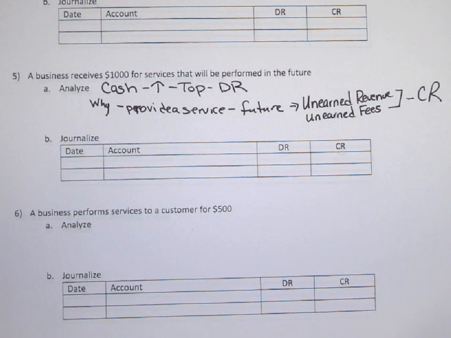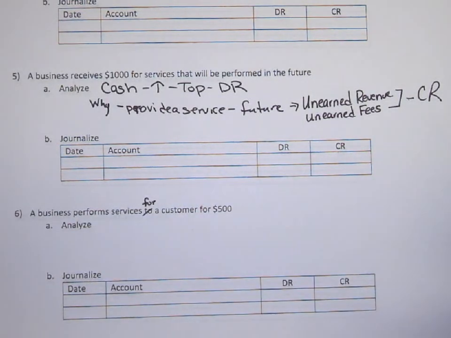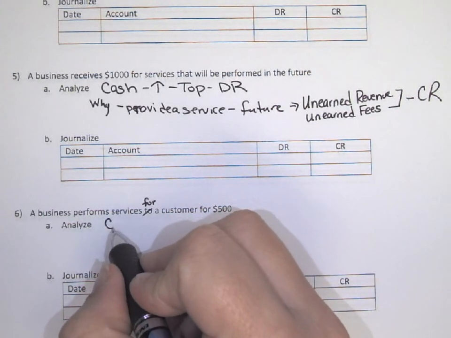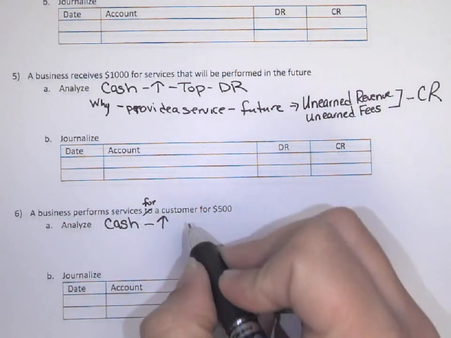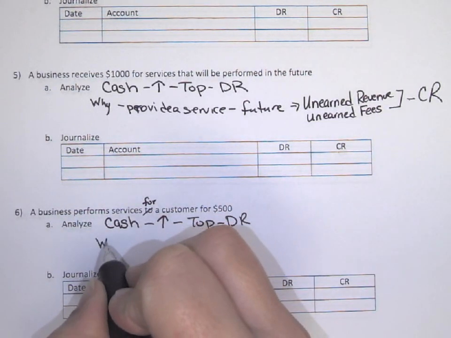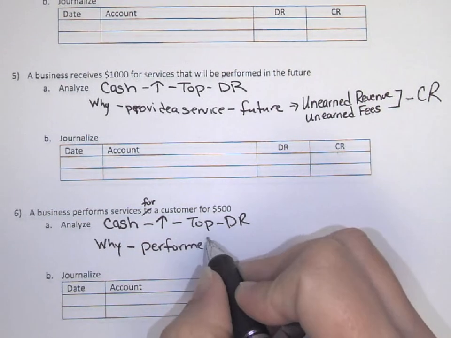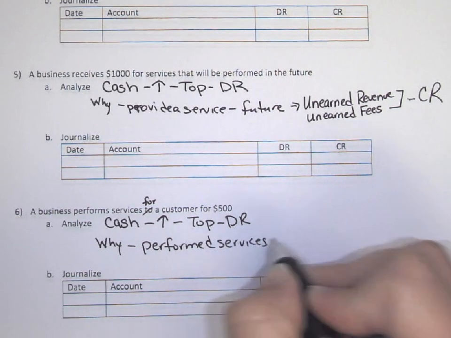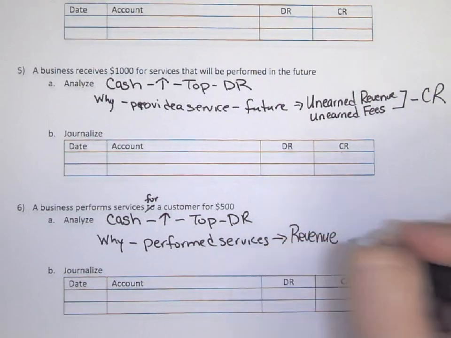6, a business performs services to a customer for $500. Really probably should be for a customer, not to. $500. So what we see here is cash involved. Well, yes, the business performed services. They received $500, so that cash is going up. That means it's on top, which means it's the debit. Why did we get this cash? Well, because it said we performed services. Whenever you see the words perform services, that means you are looking at a revenue account.